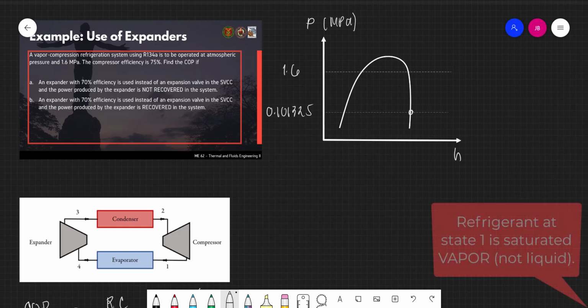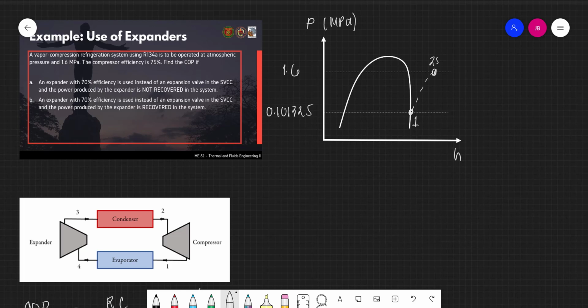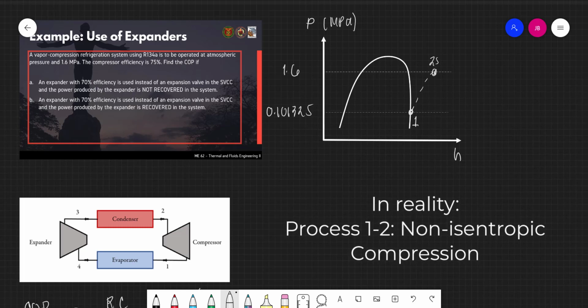We know that state 1 is somewhere here because it is saturated liquid. Assuming na nag-undergo ito ng isentropic compression, we know na ang state 2 ay nandito. It follows the isentropic line, but we know that this process doesn't really exist because the compression should be non-isentropic. This is supported by the fact na given ang ating compressor efficiency na 75%. So we know that the actual state 2 is somewhere here by virtue of the second law of thermodynamics. So our actual compression process is somewhere here.